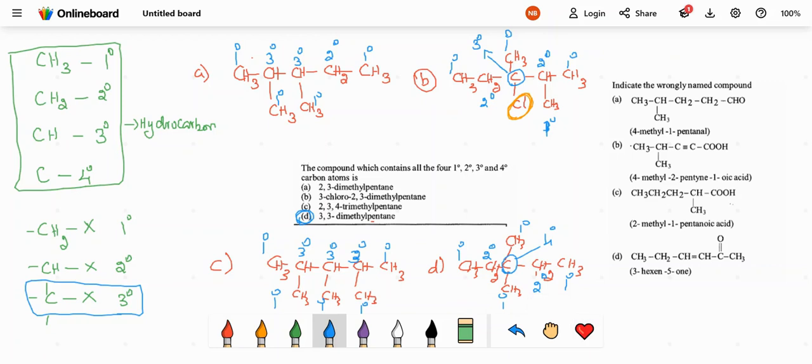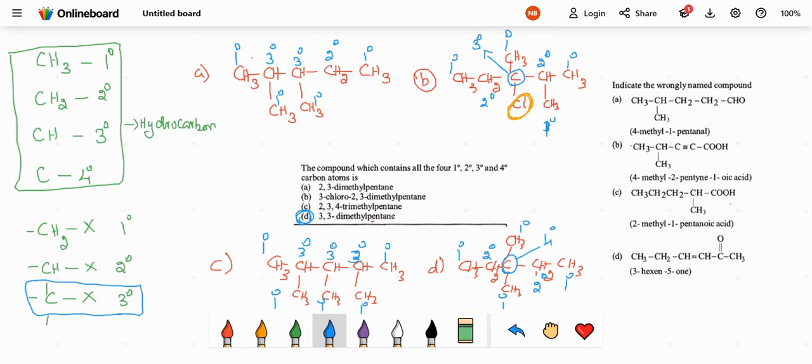And then here, the second question: indicate the wrongly named compound. Here, count that parent chain carbon atom. If the parent chain is having the functional group with the carbon atom, like aldehyde, ketone, cyanide, and COOH, you should include that carbon atom in the parent chain. You should include that functional group with the parent chain. So here, this will be the parent chain. Wait, I will draw that properly.